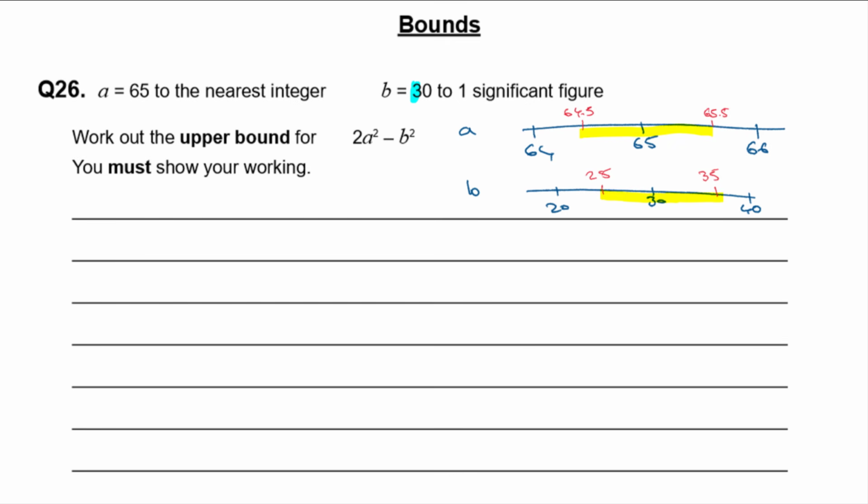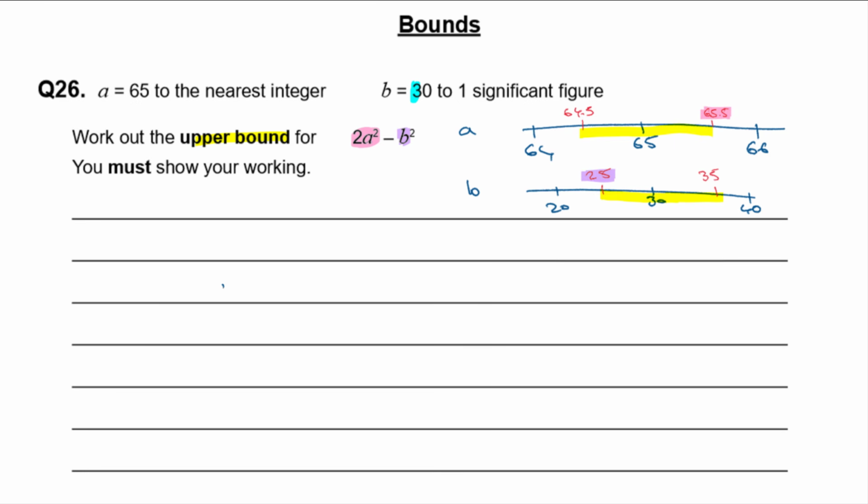Okay, now we want to work out the upper bound of this expression 2a squared minus b squared. Now, if I want to make this as big as possible, then this positive part here needs to be as big as possible. So I'm going to use the upper bound of a. So when I square it and double it, it's going to be as big as it can possibly be. But then I want to take b squared away. Now, obviously, if I want it to be as big as possible, I want to take away as little as possible. So for b, I'm going to be using the lower bound here. So what I take away is the least possible amount in the range of possible values of b.